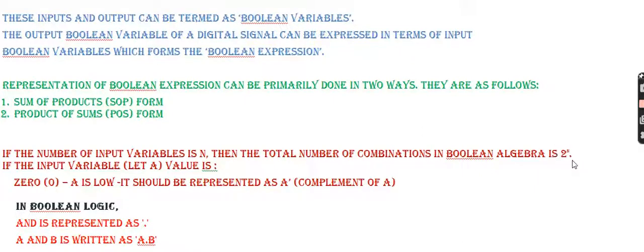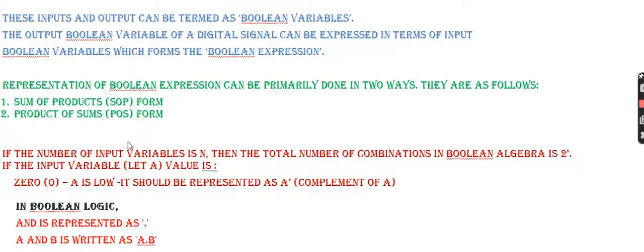So the number of combinations we will get is 2 to the power of n. I hope you understood. For example, if n is 3, 2 to the power of 3, that is 8 combinations you will get. If n is 4, 2 to the power of 4, 16 combinations you will get. Based on the value of the input variable, your number of combinations will be exactly 2 to the power of that n.